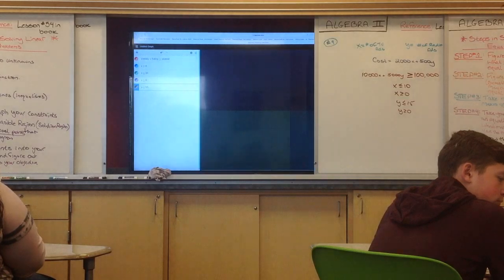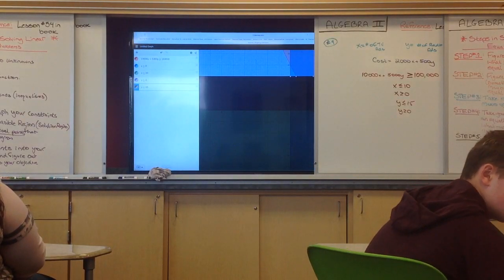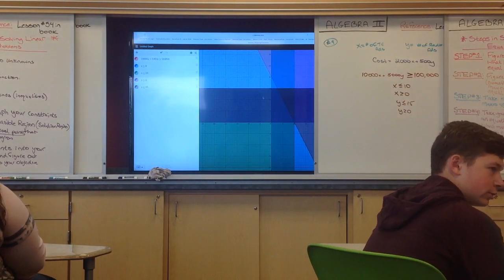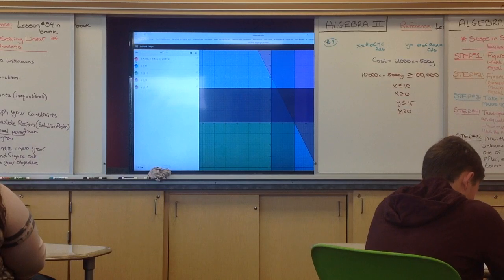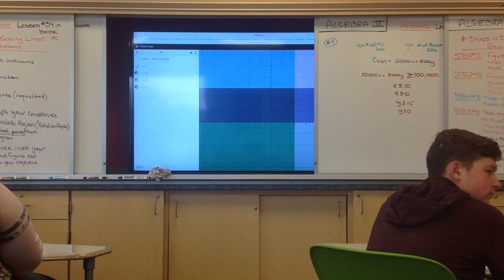Now, we zoom out. We just need to make sure where that feasible region lies so that we can determine those possible solutions, or critical points.